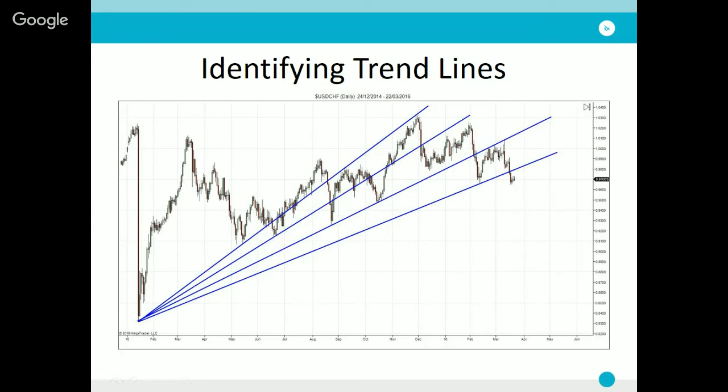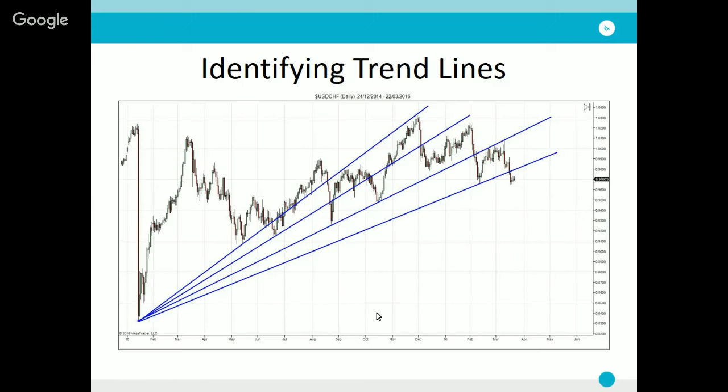So now that we know how to identify our trend lines, and now we know the way in which the market can respect these trend lines, we need to think about ways in which we can actually use trend lines to trade. And the first, the most common, the most basic way of using trend lines to trade, is simply to look to buy rising trend line support and look to sell descending trend line resistance.